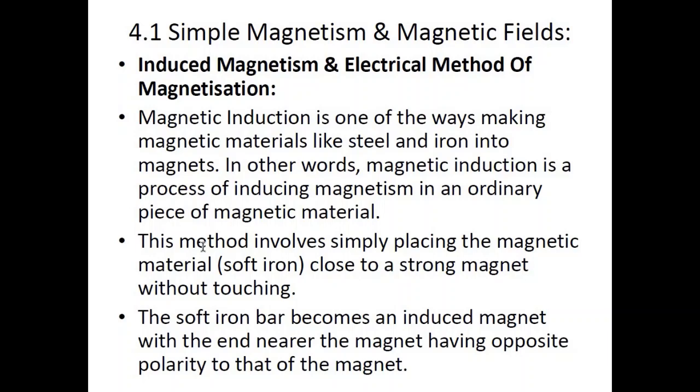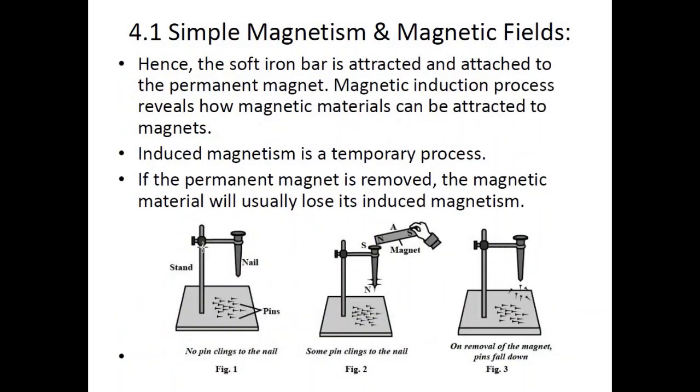Magnetic induction is one of the ways that turns a magnetic material into a magnet on its own. In other words, this type of induction is a process of inducing magnetism in an ordinary piece of magnetic material. This method is quite simple. What you basically do is place a magnetic material such as soft iron close to a permanent magnet or a strong magnet. Due to the effects of the strong magnet, the soft iron bar slowly starts to behave just like a magnet, and it starts to attract other materials made out of magnetic materials. Hence, the soft iron bar is attracted and attached to the permanent magnet, and the magnetic induction process reveals how magnetic materials can be attracted to magnets.